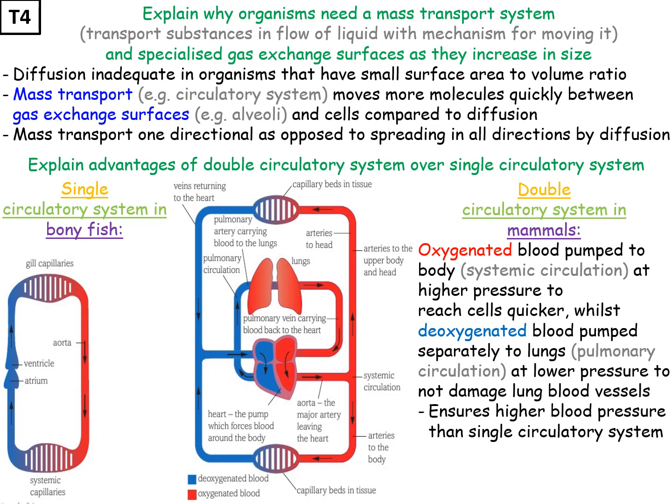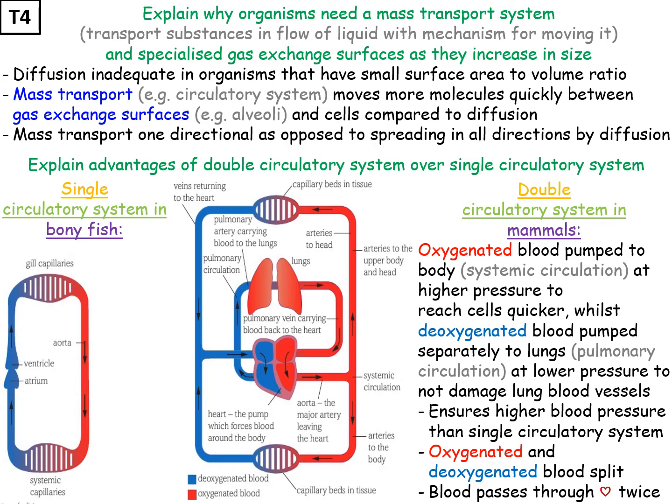So the big advantage of having a double circulatory system is that you can have a higher blood pressure than a single circulatory system without damaging the lungs because you pump blood to the lungs at a lower blood pressure. The oxygenated and deoxygenated blood is also split. So oxygenated blood is pumped at higher blood pressure to the body cells and deoxygenated blood is pumped to the lungs at a lower blood pressure. They are pumped separately. And this means that the blood passes through the heart twice.